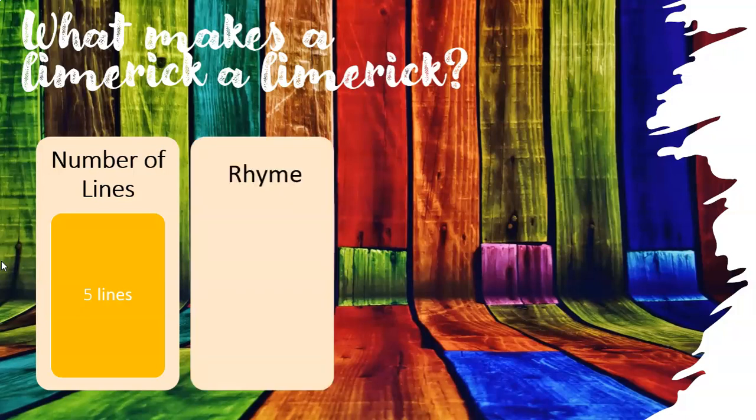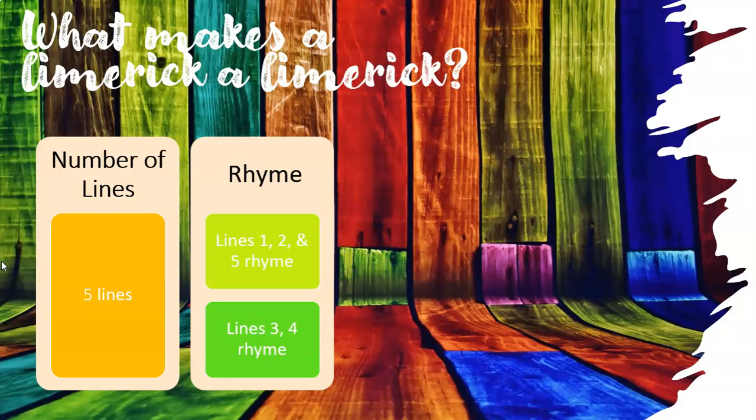Right? It does have to rhyme. Rhyming is a characteristic of a limerick. As we just talked about, lines 1, 2, and 5 have to rhyme with each other, and lines 3 and 4 have to rhyme with each other. Okay? If you have some of the rhyming down, but not all of it, not a limerick.